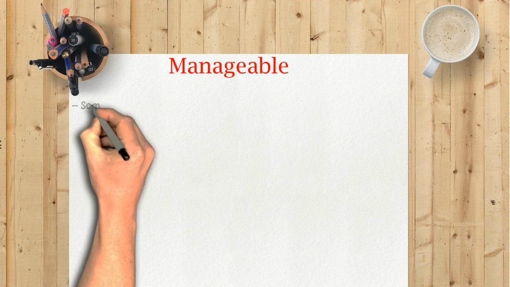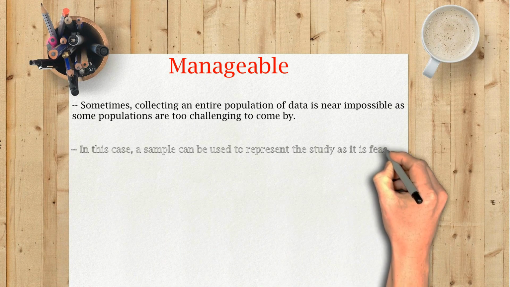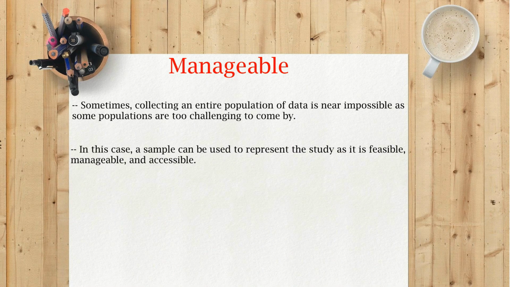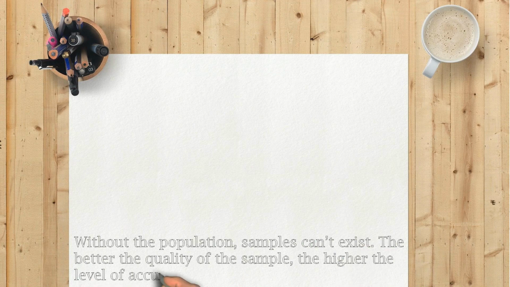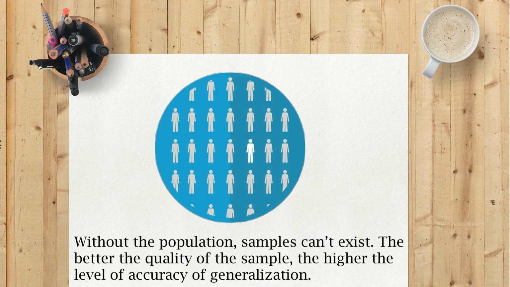Manageable. Sometimes, collecting an entire population of data is near impossible, as some populations are too challenging to come by. In this case, a sample can be used to represent the study as it is feasible, manageable, and accessible. Without the population, samples can't exist. The better the quality of the sample, the higher the level of accuracy of generalization.